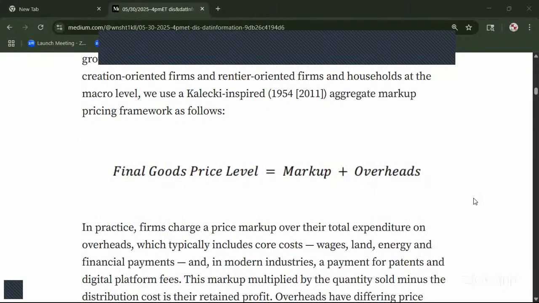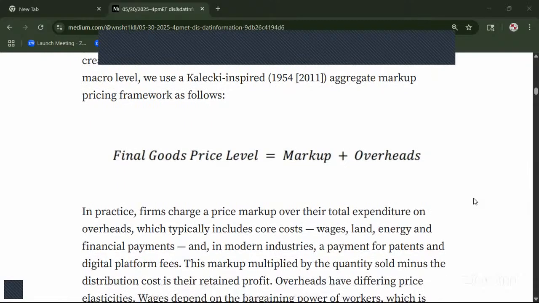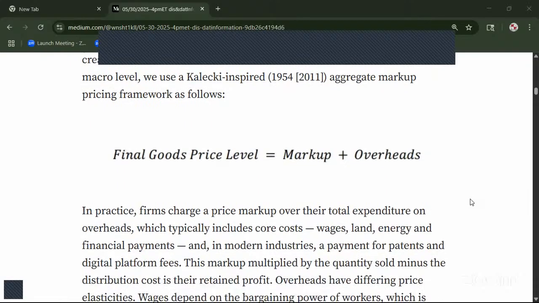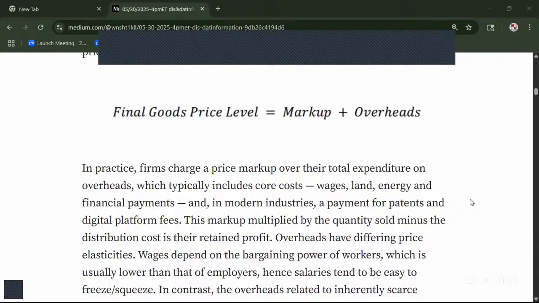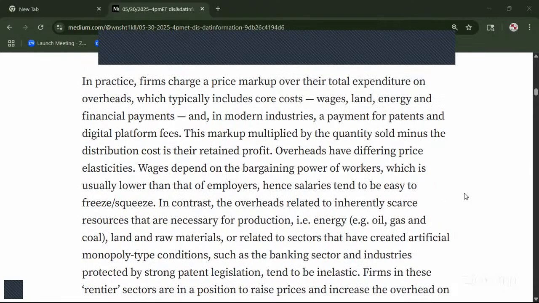That is, final goods price level equals markup and overheads. In practice, firms charge a price markup over their total expenditure on overheads, which typically includes core costs, wages, land, energy, and financial payments, and in modern industries, a payment for patents and digital platform fees. This markup multiplied by the quantity sold minus the distribution cost is their retained profit.